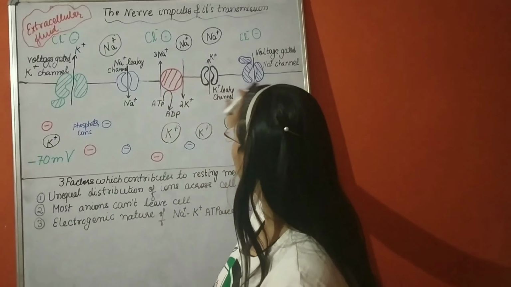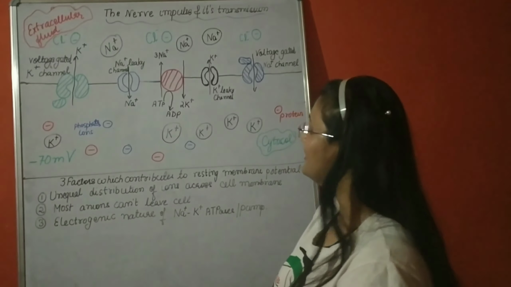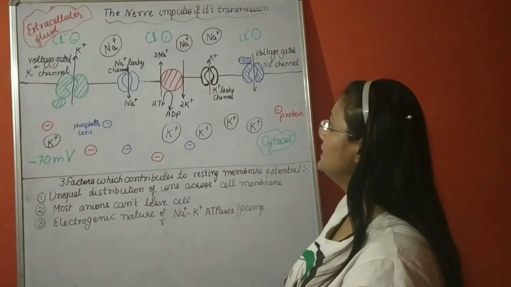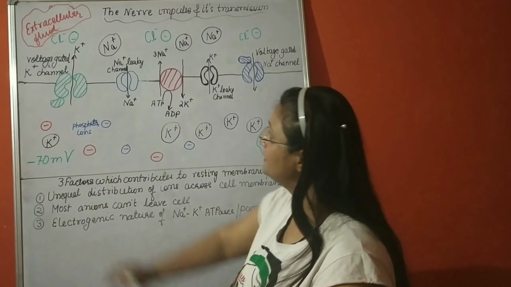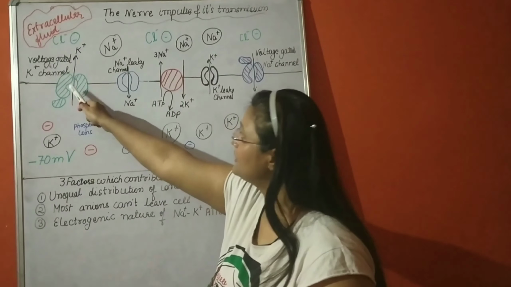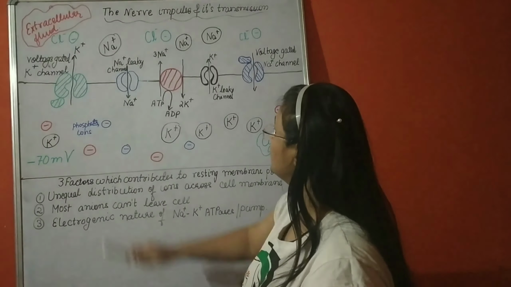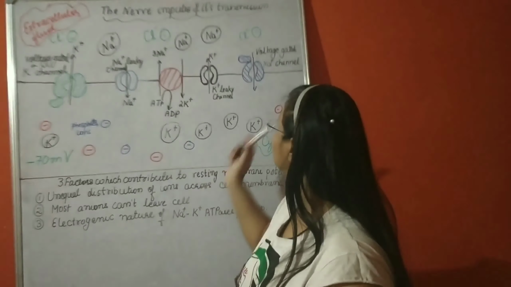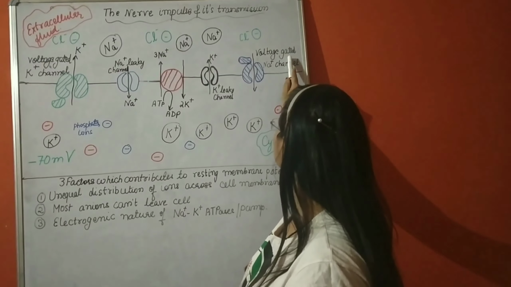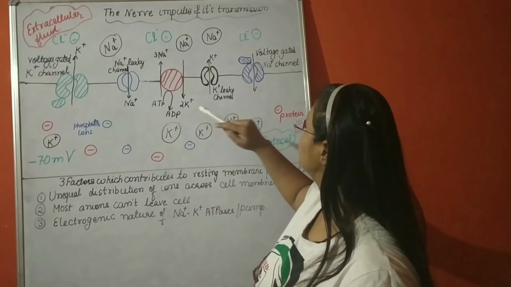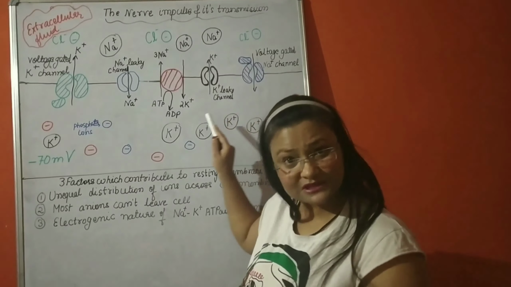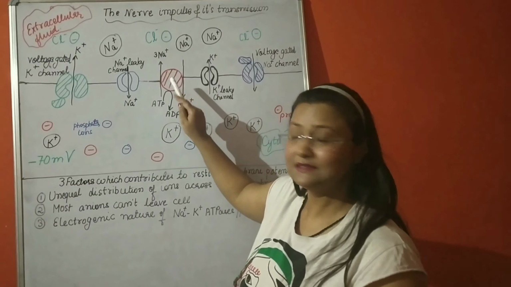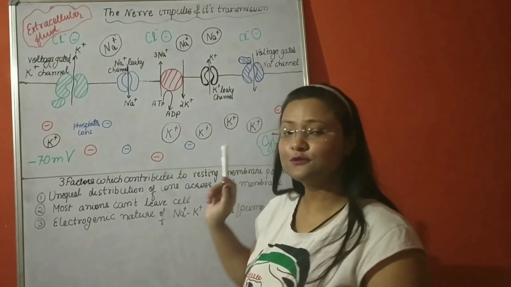So this is a rough diagram of what exactly an axon, a neuronal membrane, looks like. The neuronal membrane has voltage gated potassium channels, sodium leaky channels, voltage gated sodium channels, leaky potassium channels, and the sodium potassium pump. This red colored structure is the sodium potassium pump.